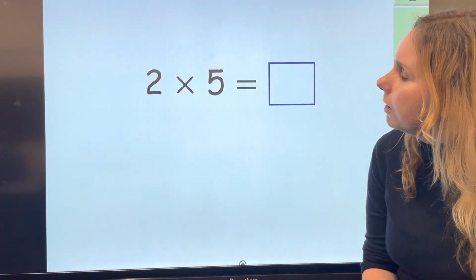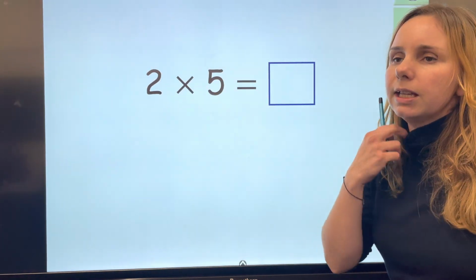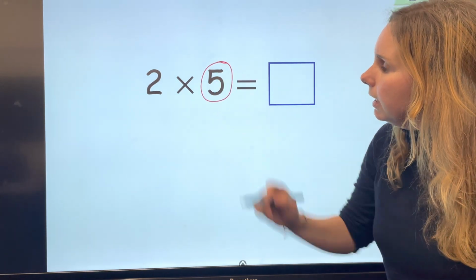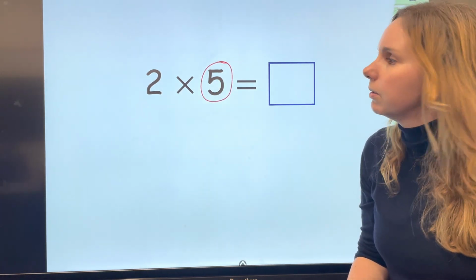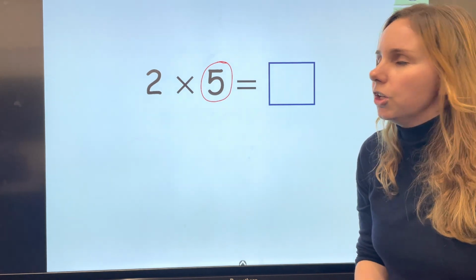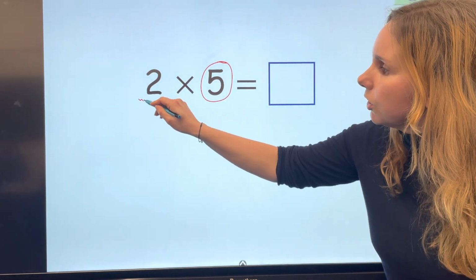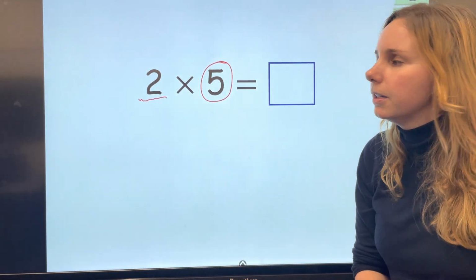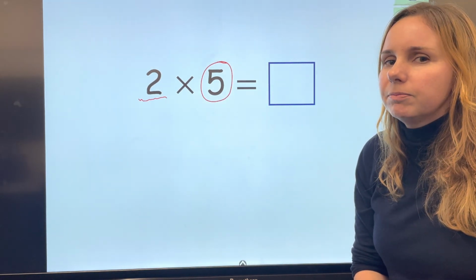Now let's have a look at our number sentence. Have a go at working this out at home. What do we know we are counting in today? We're counting in 5s, or you may use what we used yesterday. If we have got a 2 in a multiplication, we know we can double that number. Which way are you going to do it?